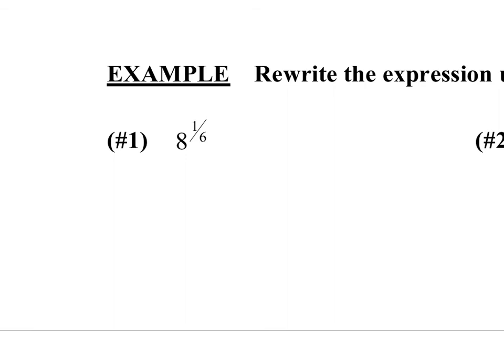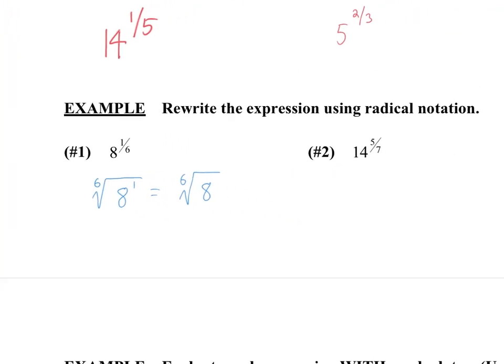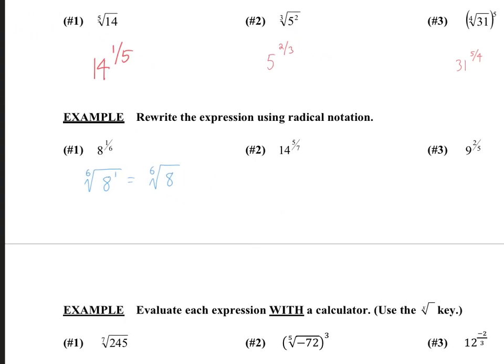So in this case, what I see in the denominator is 6. So I'm going to put the 6th root, because the denominator is the roots and the top is the exponents. Then I have 8 to the 1st power. Well, I don't really need the 1st power. I could put 8 to the 1st power if I wanted to, but I like to simplify things. 8 to the 1st power doesn't really do anything, so you can just write it as the 6th root of 8, which would be the same thing. Okay? All right, why don't you see if you can do 2 and 3 on your own. Give it a try.